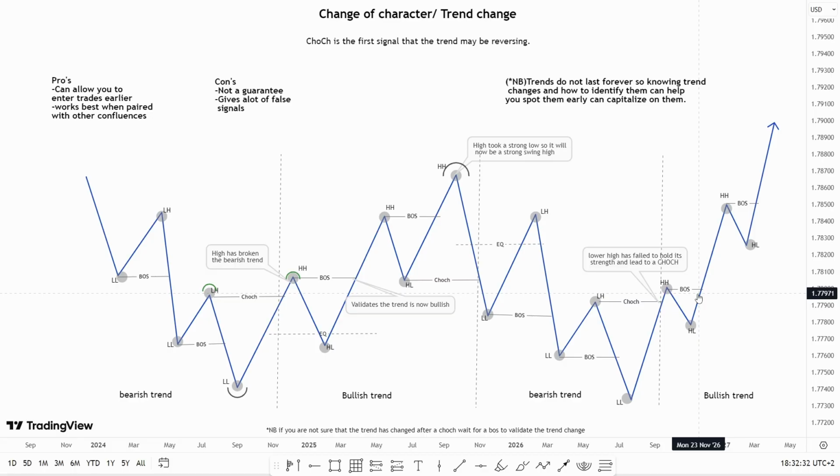So it's understanding exactly, if there is no change of character, no break of structure after a change of character, usually that's a false signal. Some people categorize it as a full candle closure, some categorize it as a wick. Whatever you categorize it as, always expect a break of structure after a change of character.